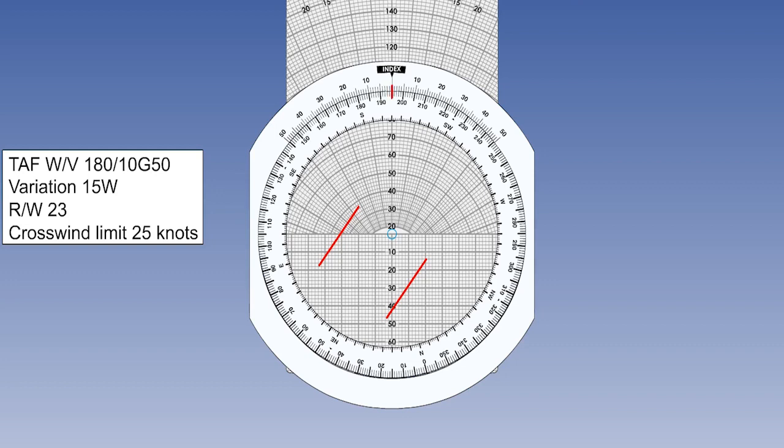In this example, the wind comes from a TAF, which is true direction. So the magnetic direction will be 195 degrees. Now note where the applicable crosswind limit line crosses the center line. In this case, it is at 43 knots.